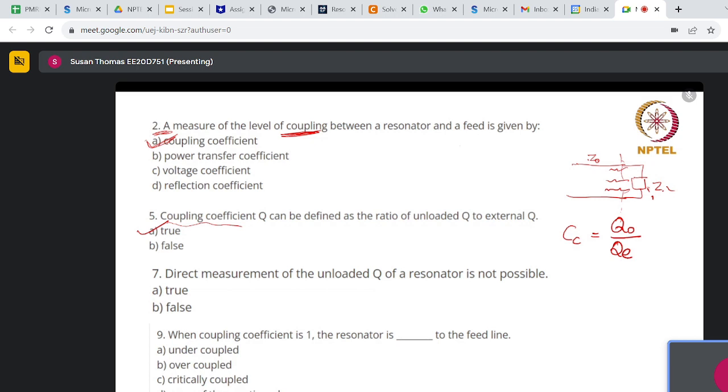Okay, now coming to the next question. What do you think? Direct measurement of unloaded Q factor of a resonator is not possible. True or false?